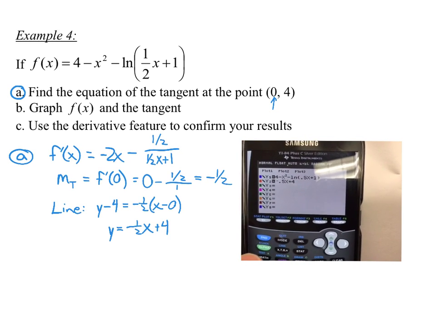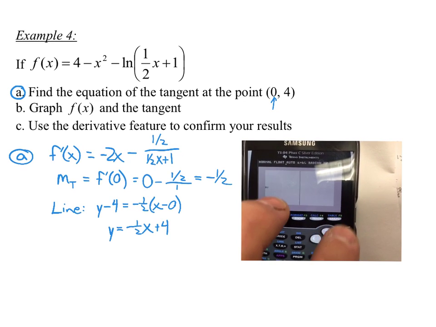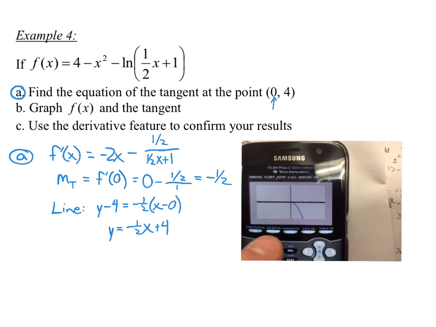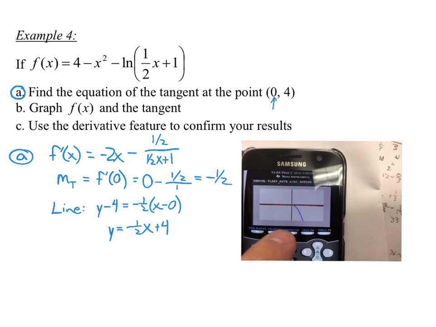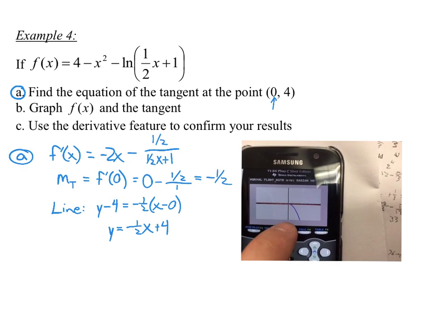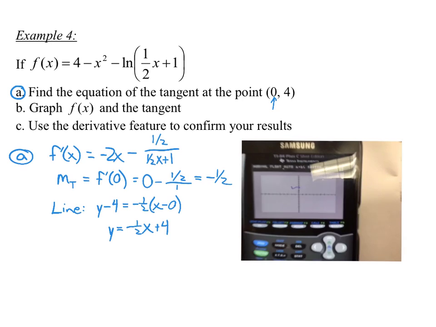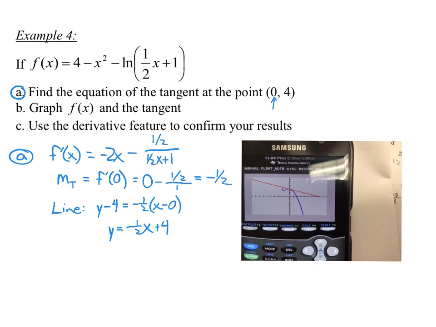Okay, now in part B we're told to graph f of x and the tangent. I've punched them into the calculator here. I hit graph. And in order to see that, I need to zoom this a little better. Okay, so let's go to zoom, standard. So obviously this is kind of a weird looking graph. But notice here, there we have the tangent. And we can see what we have.